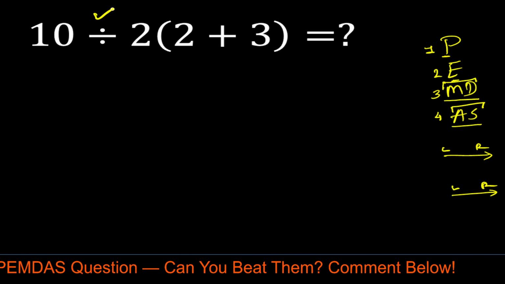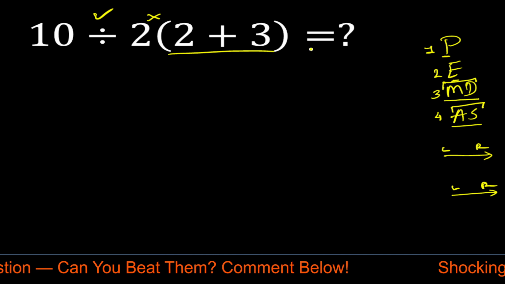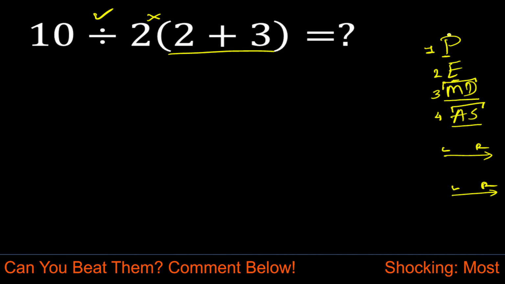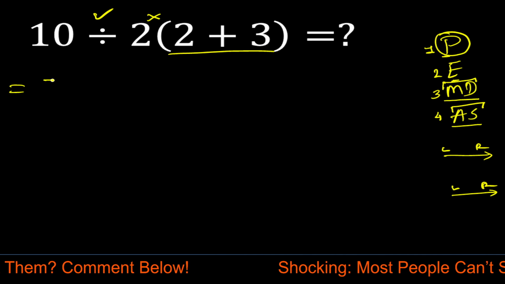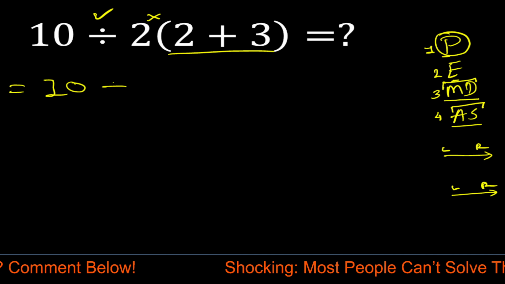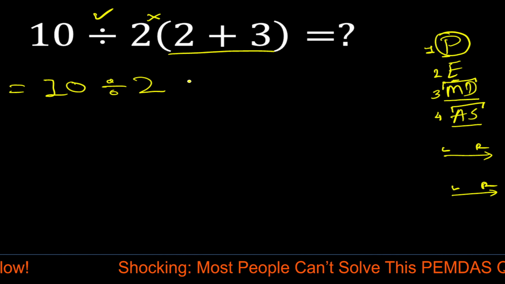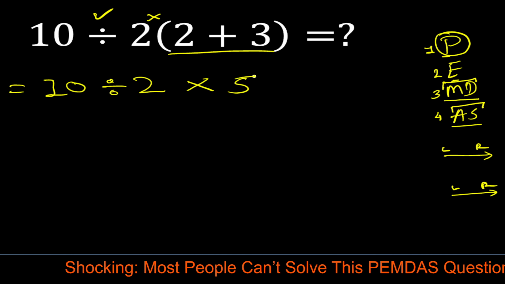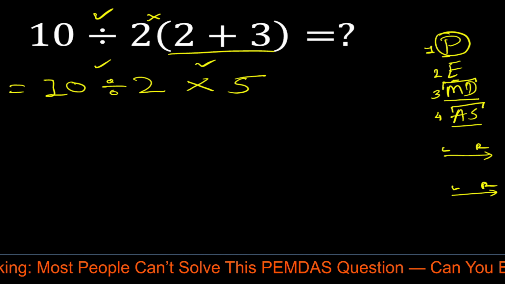So in this question, here we have one division, here multiplication, and here we have one parenthesis. So according to the PEMDAS rule, first we have to solve the parenthesis, right? So now 10 divided by 2. Now solve this parenthesis. 2 plus 3 is equal to 5. So times 5, right? Now here we have one division and here multiplication.